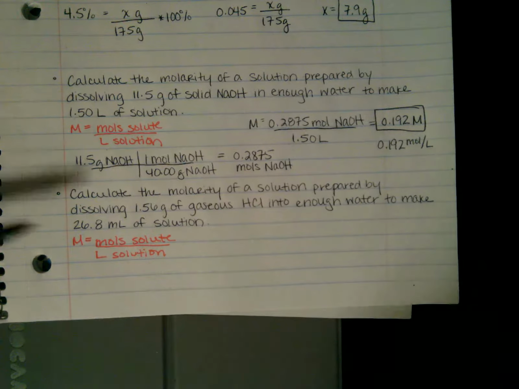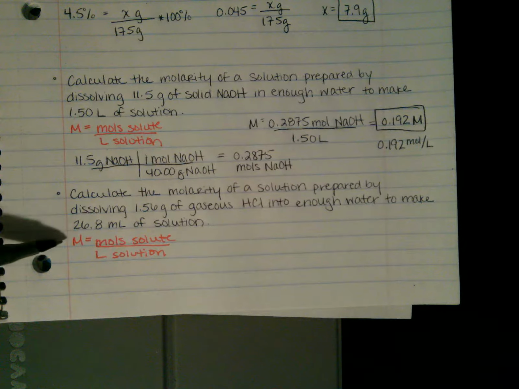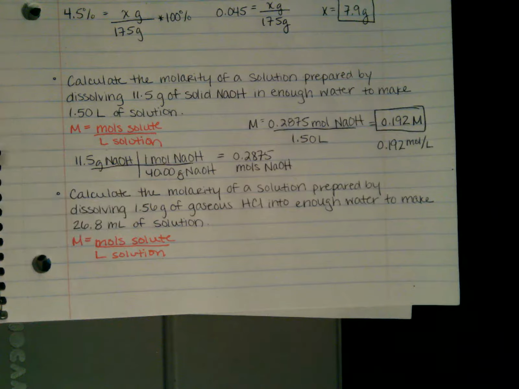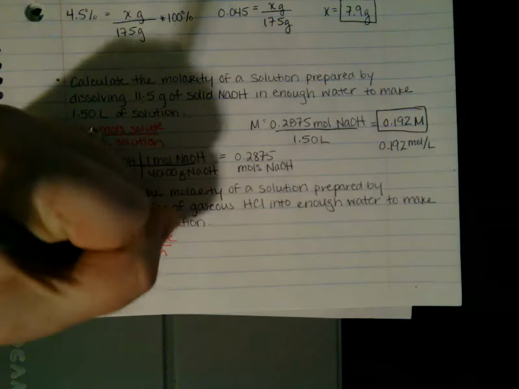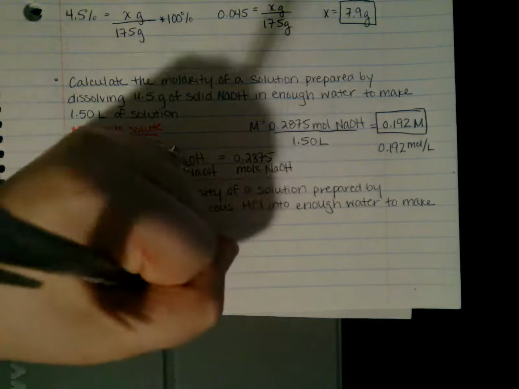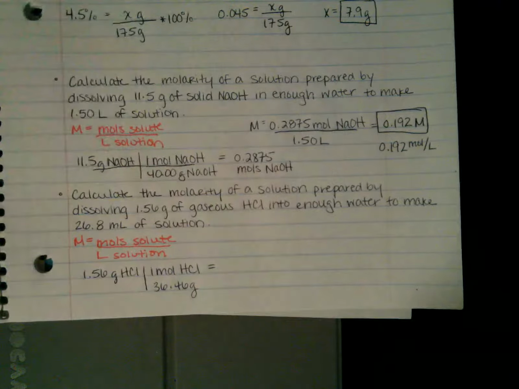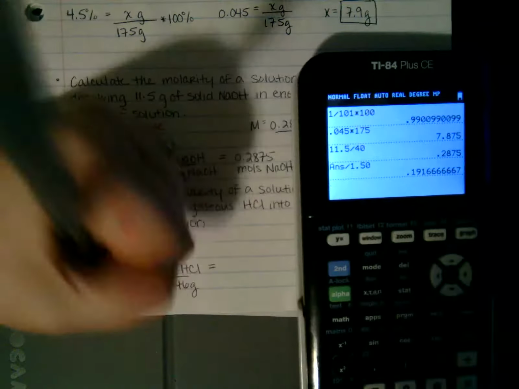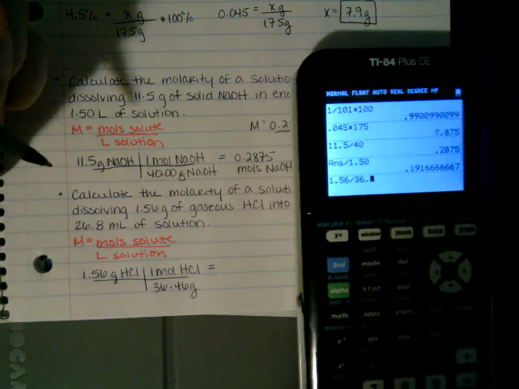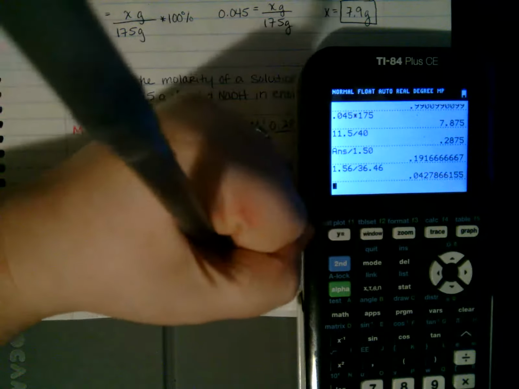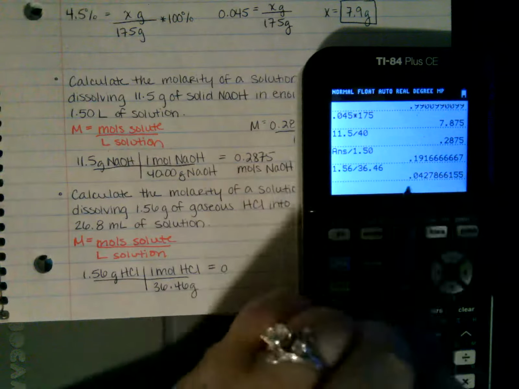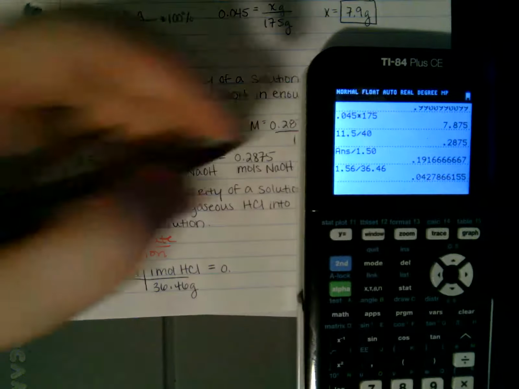Okay, so then we have one more problem down here, very similar. We're given 1.56 grams of hydrogen chloride. Go ahead, convert that to moles. You know that 1 mole of hydrogen chloride is going to weigh 36.46 grams. Again, that's just the molar mass. You don't have to copy the whole thing, guys, but give me a few extra digits when you do this step.